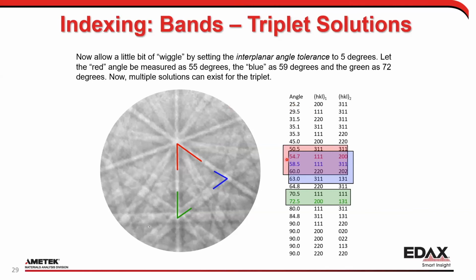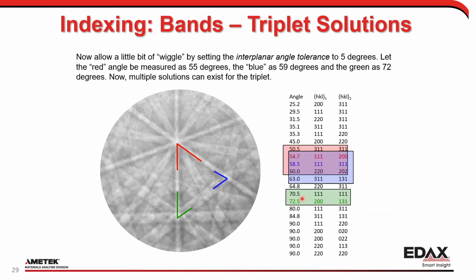So here we can see I've now opened this angle up by 5 degrees. So now instead of this being 54 plus 0.7, it's basically a range. So now I can say, oh hey, this angle here could actually be the intersection between the 311 and the 311, or basically any of these other ones in this red box, or this blue box. So now I suddenly have multiple solutions that exist for this triplet. I have to have a way to deal with this.